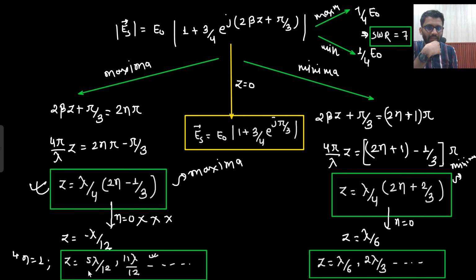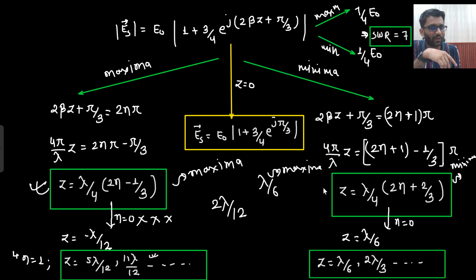Once I know this first maxima, what I am going to do is subtract lambda by 4 from there. So I will get my first minima. That is lambda by 6, which is accepted. Let's just say, instead of 5 lambda by 12, I was getting my first maxima at 2 lambda by 12. Let's assume that at lambda by 6, I am getting my first maxima. This is what I am assuming.